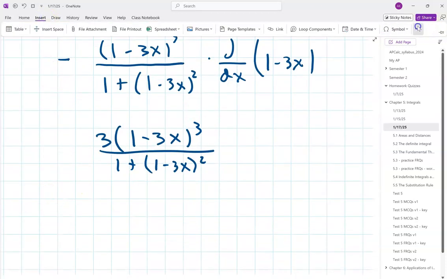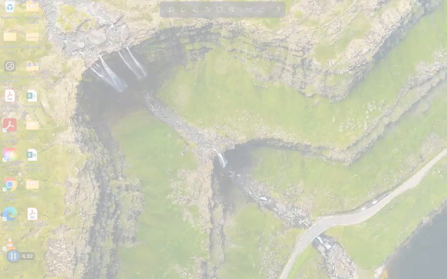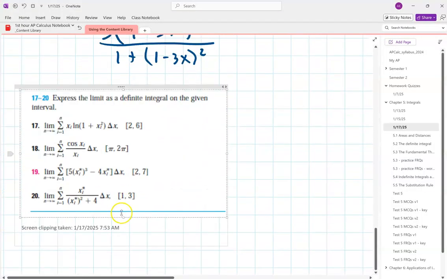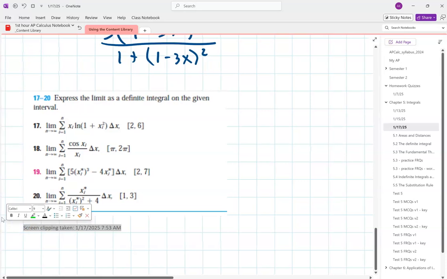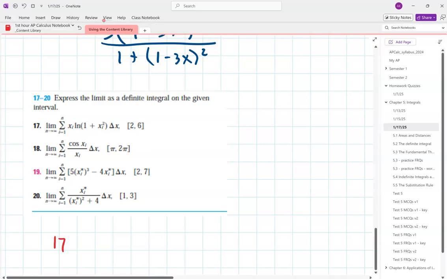So this is going to be 5.2, number 17. It says to express the limit as a definite integral on the given interval.